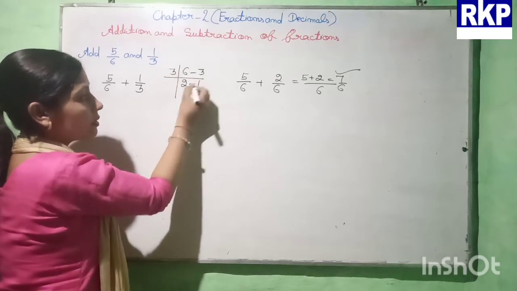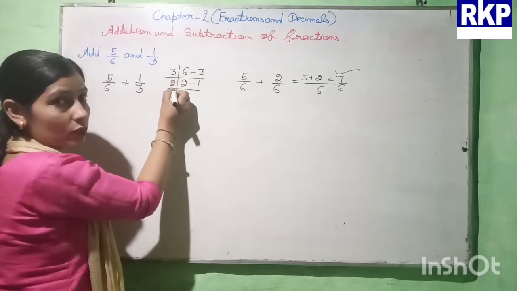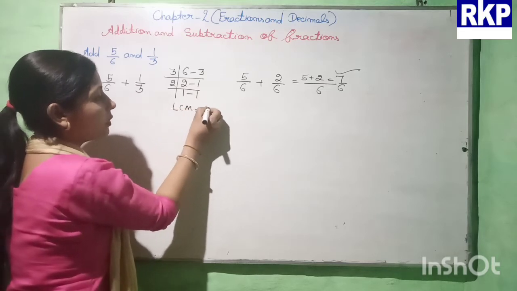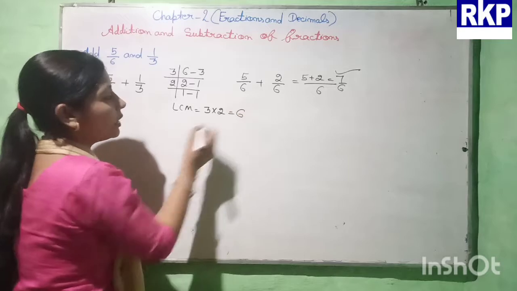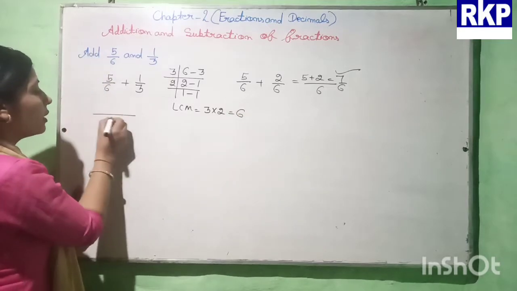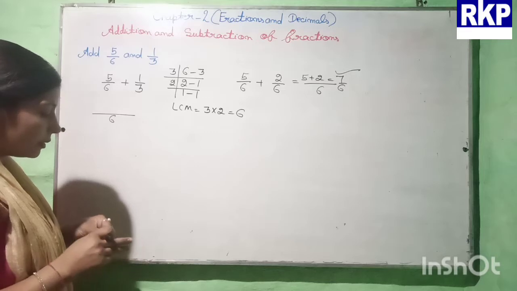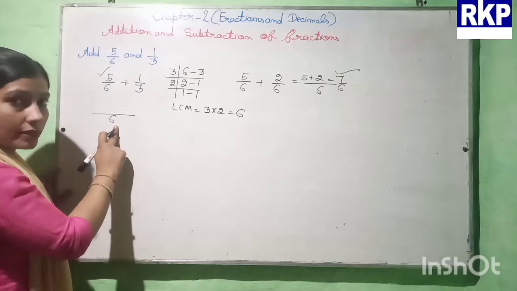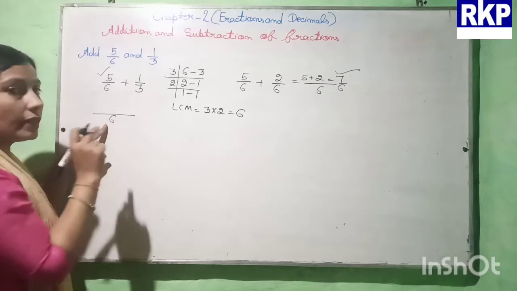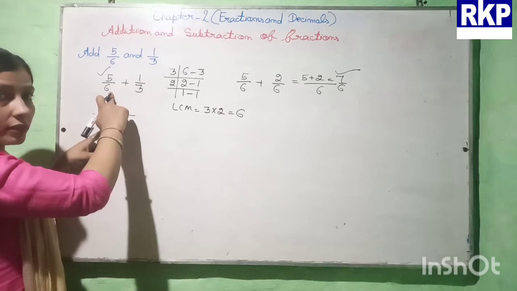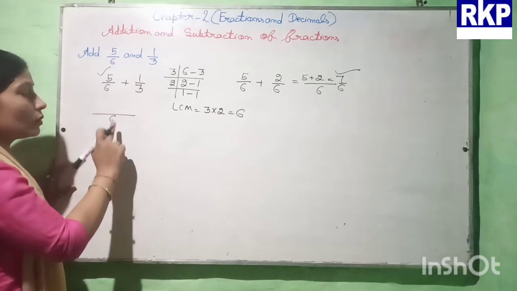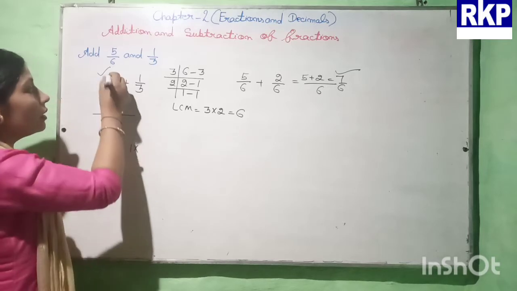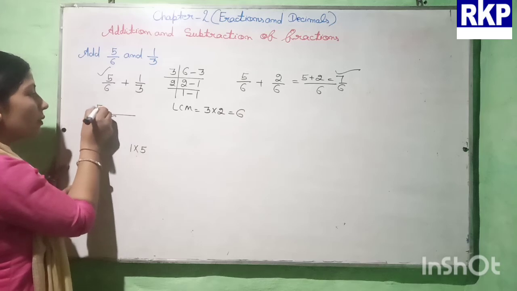3 twos are 6, 3 ones are 3. Here we can write 2, and 1 as it is. So the LCM will be 3 multiplied by 2, 3 twos are 6. So now here we will write 6. And now let us see this first fraction. Here the LCM is written. We have to divide this LCM by the denominator of the first fraction. So 6 ones are 6, we get 1, and we have to multiply this 1 with the numerator. So 1 five is 5.